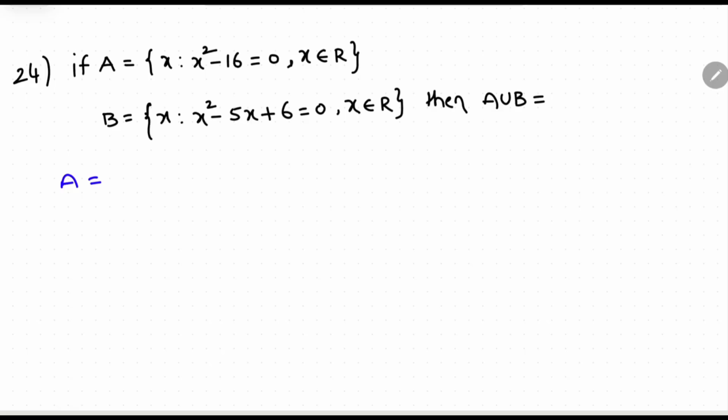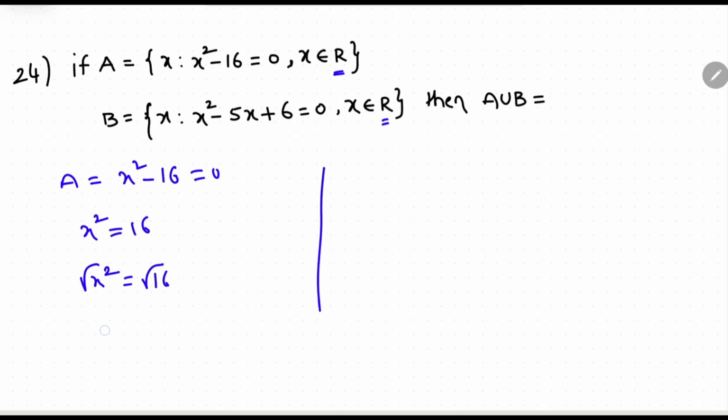Set A is equal to x to the power 2 minus 16 equals 0, where x belongs to real numbers. It is one of the important concepts here. Here also x belongs to real numbers. So to find A, we have to find the zeros. So x power 2 equals 16. On applying roots on both sides, root 16, therefore x is equal to plus or minus 4.